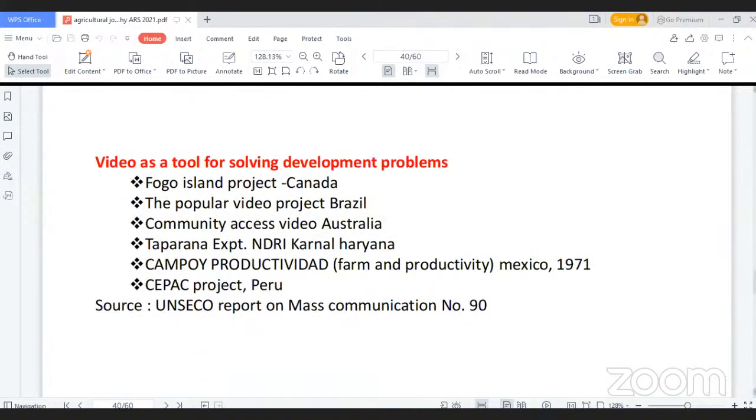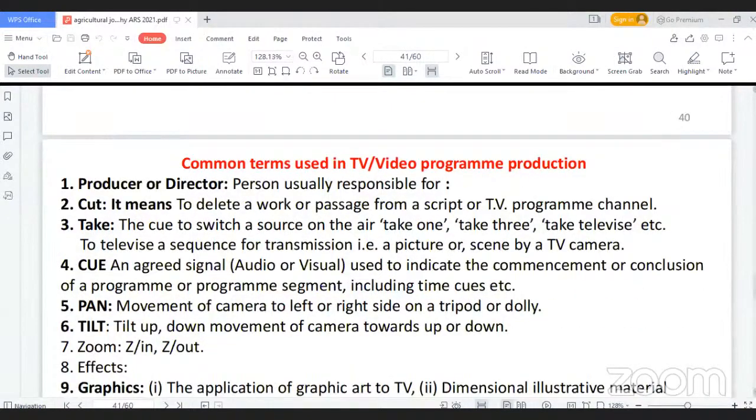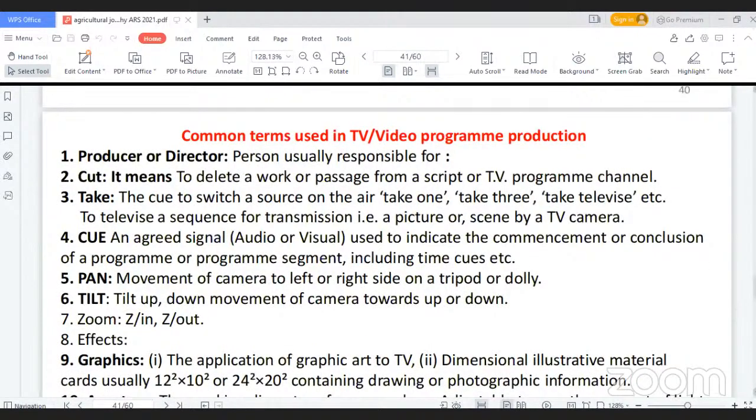For preparation of a video program, a TV program, or video documents, there are some video tools, you may go through these. There are some common terms used in TV or video programs that may be asked in your questions. Producer or director, they are personally responsible to direct or produce the things. Cut means to delete the work. Anything unnecessary that you want to delete from that passage or document is called cut. Take: the cue to switch on source, take one, take three. You are saying now we'll take one, take three, and we repeat the three.